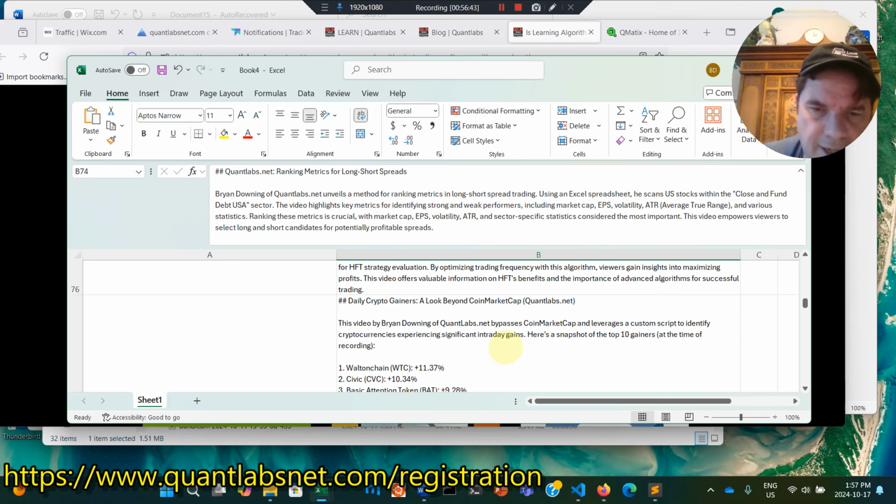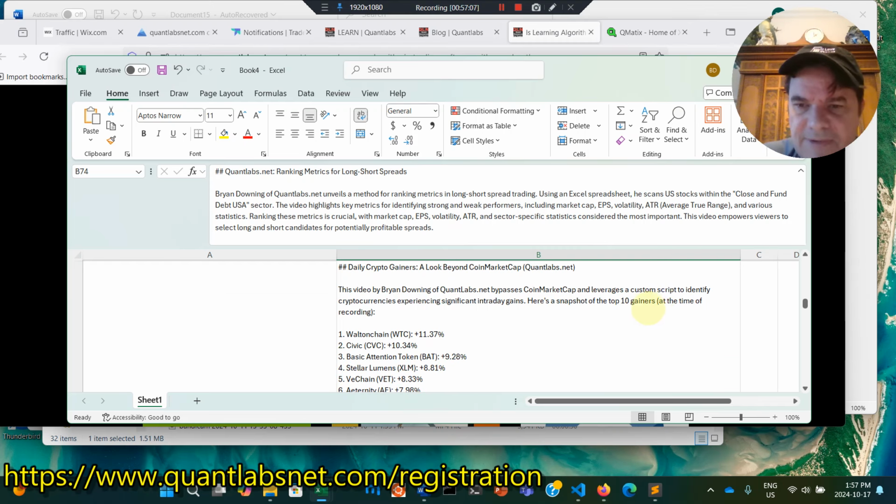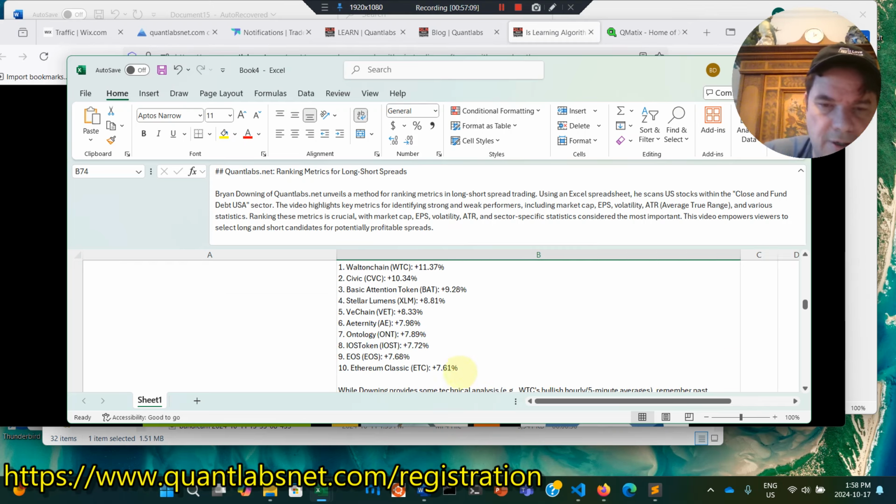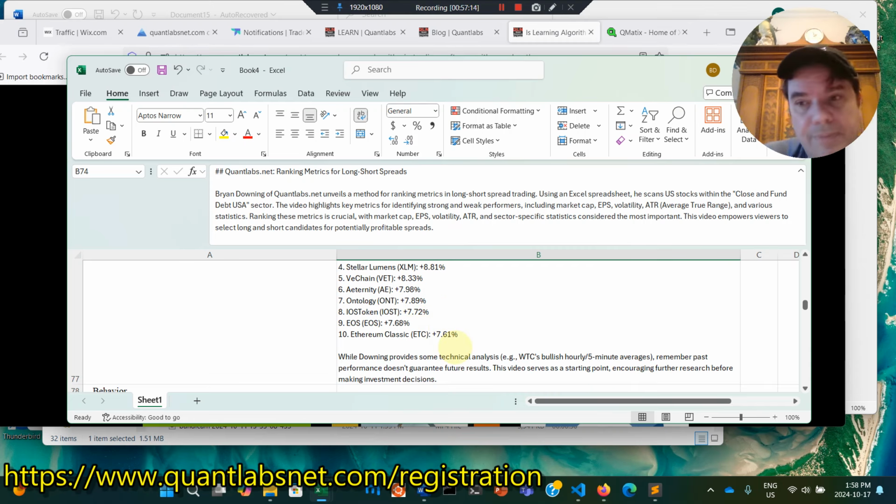Okay, so this here is another intraday analysis, specifically using in the go-go days with crypto, but among multiple altcoins at the time. So this is using CoinMarketCap, leverages a custom script to identify cryptocurrencies experiencing significant intraday gain. So there's a snapshot of top 10 gainers, which are all altcoins here. Here's their intraday moves. And if you know about them, those trends can usually stay for a couple of days.